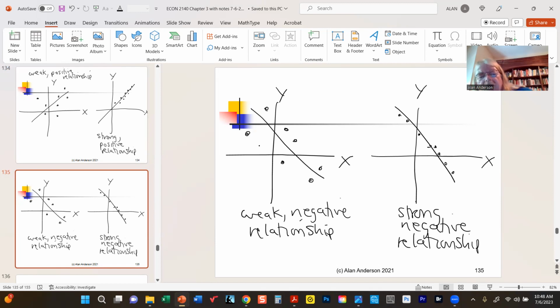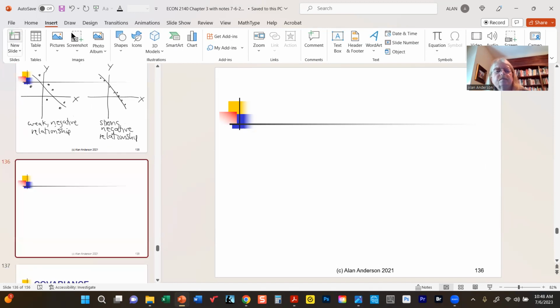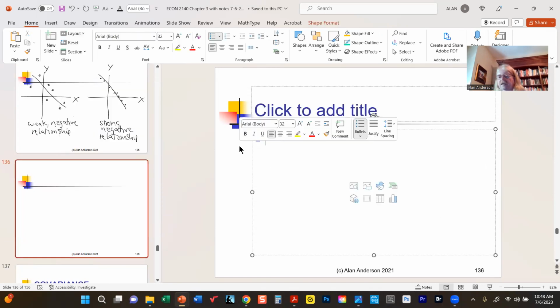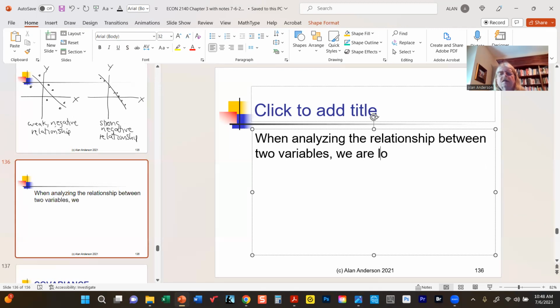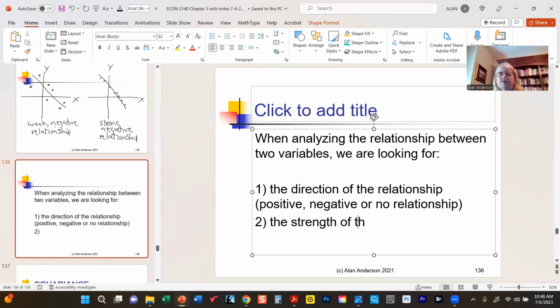So when we're analyzing a relationship between two variables, what we're really looking for is two things. One, the direction of the relationship, which means positive, negative, or no relationship. And number two, the strength of the relationship, meaning basically either strong or weak.